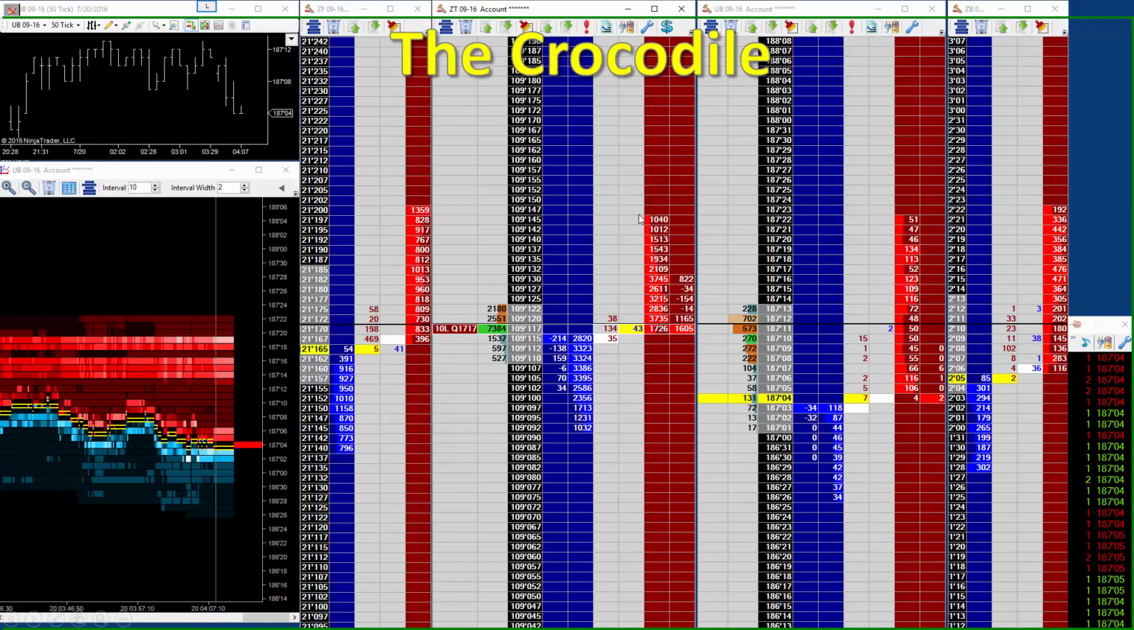Now, the first technique we'll look at is the one I know the least about, and we're going to call it the crocodile, because it requires the appearance of being asleep for hours until something interesting comes by.